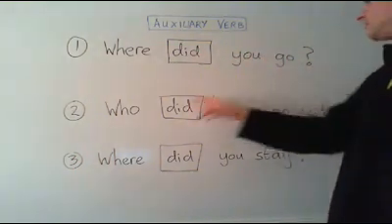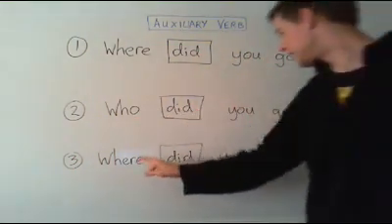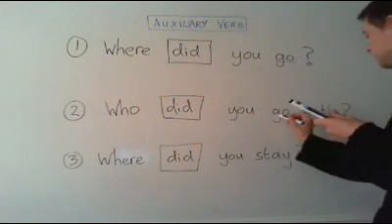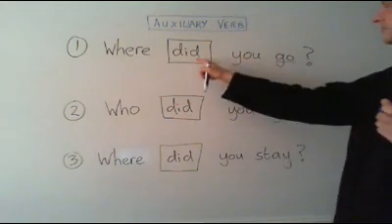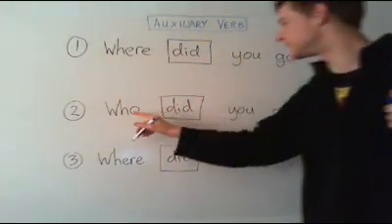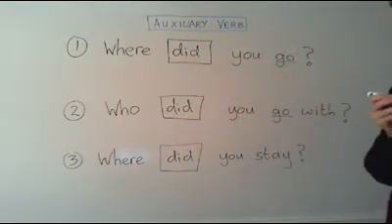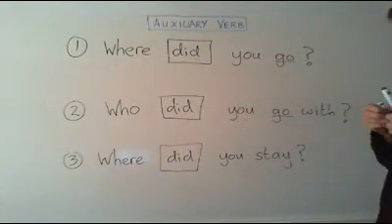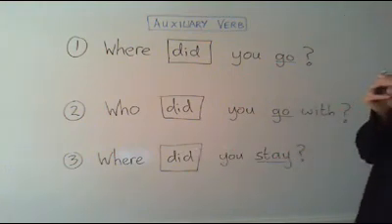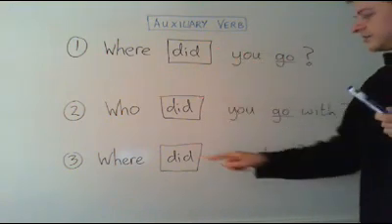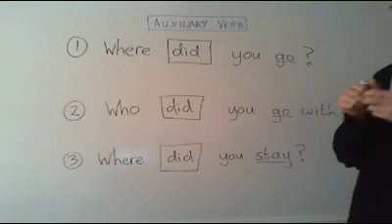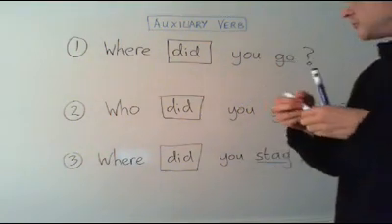Where did you go? Who did you go with? Where did you stay? And remember that the main verb is in the first form. It's not went, because it's a question and it's after did. So, where did you go, first form. Who did you go with? Not who did you went with. It's a very typical mistake. And where did you stay? Not where did you stayed. Okay, so we need this auxiliary verb for some questions, and I'm going to show you which questions we need auxiliary verbs for.